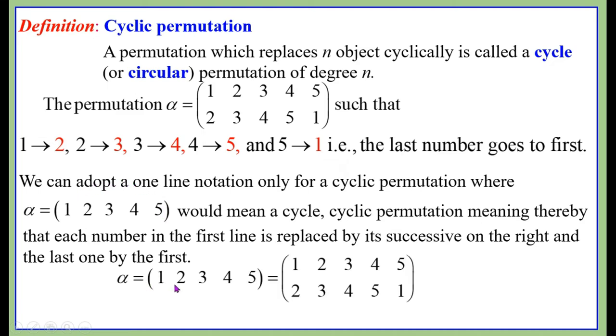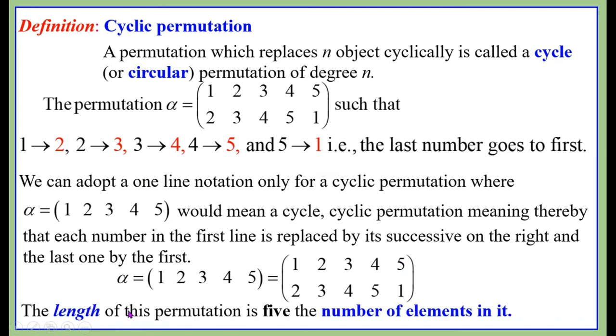Alpha is equal to (1, 2, 3, 4, 5). That is, 1 is replaced by 2, 2 is replaced by 3, 3 is replaced by 4, 4 is replaced by 5, and 5 is replaced by 1.